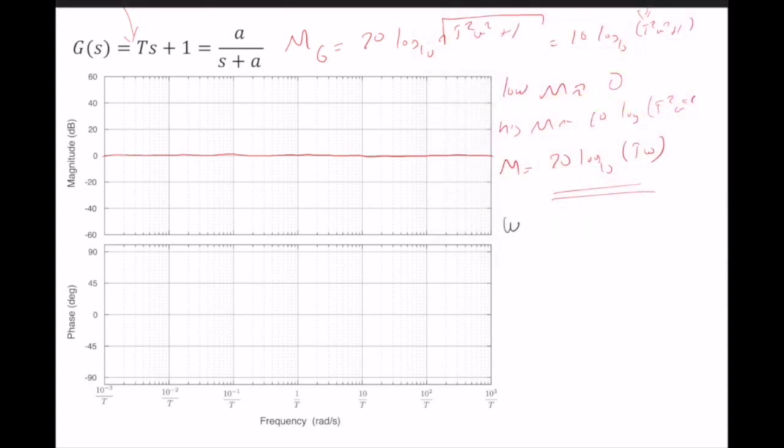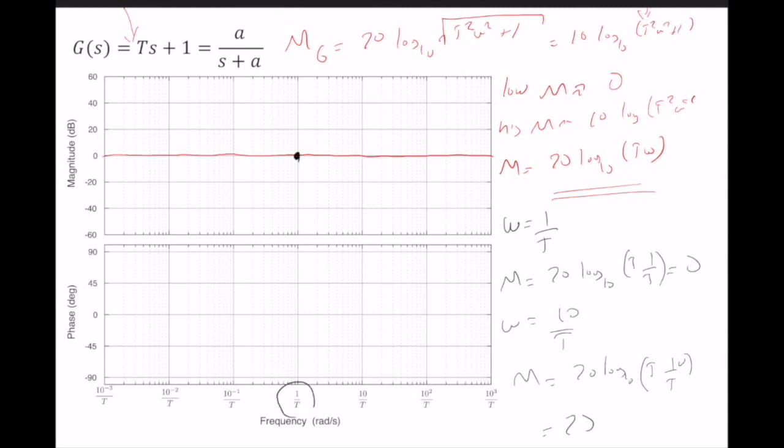Okay. When omega is equal to 1 over t, let's see what happens. M is equal to 20 times log 10 of t times 1 over t, and it is equal to 0. When omega is equal to 10 over t, m will be 20 log 10 of t times 10 over t, and m will be equal to 20. So 0, as you can see, this is 1 over t, and 10 over t, it will be 20. If I follow this, it will be 40, it will be 60.